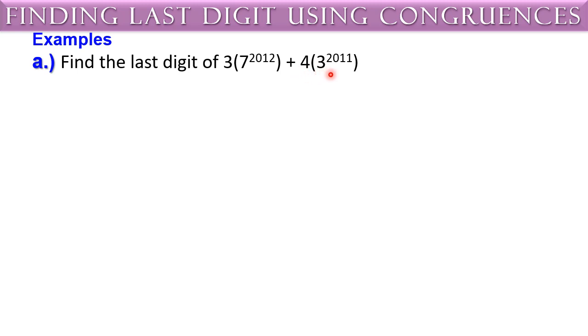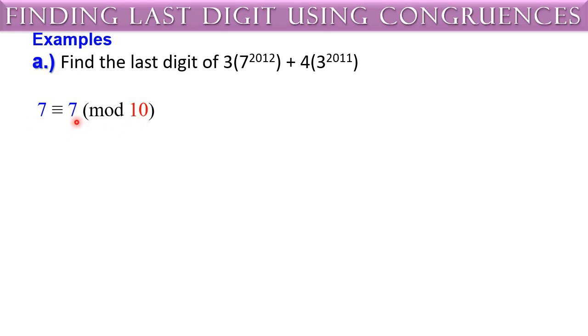Now, we are going to do the same thing as what we did earlier, but take note that we are asked to get the last digit. Therefore, it also means that we are going to get modulo 10. Therefore, we need to determine the cycle of base 7 modulo 10 until we get a remainder of 1, and the cycle of base 3 modulo 10 until we get a remainder of 1 as well. To start with, 7 is congruent to 7 modulo 10, since whenever you divide 7 by 10, it will leave a remainder of 7.